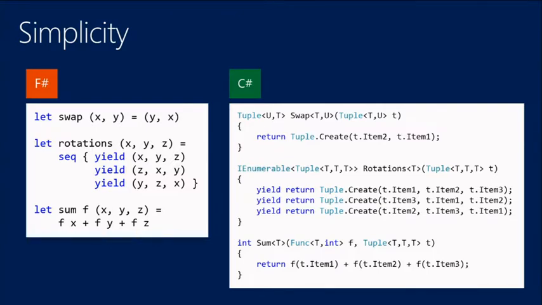Okay? Similarly with rotations, it's very clean to look at that and see that it returns a sequence that yields these 3 different tuples. And it's much easier to read than the one on the C# side, where I have to look all the way to the end of the Item property to figure out which one it is, right? And then the one I really like is the very last one, where there's a function f, but it never said it was a function. The only reason it knows it's a function is because of how it's applied. And that particular routine I like a lot because it maps very closely to a mathematical domain, where F# really, really excels.